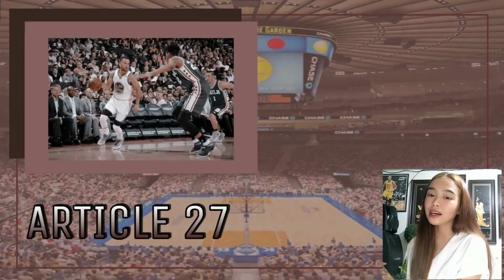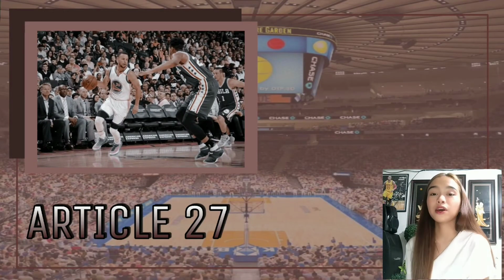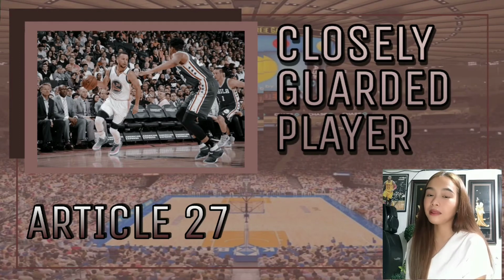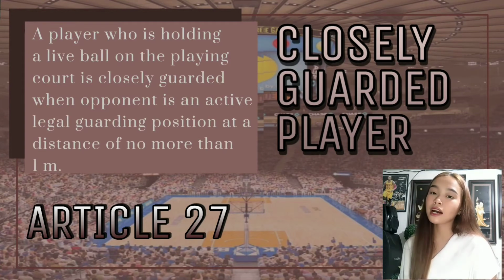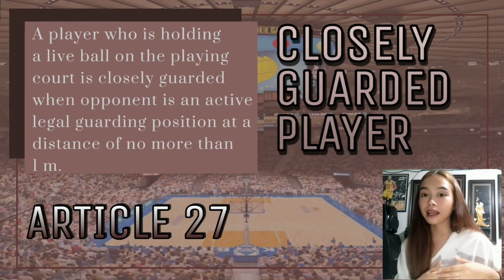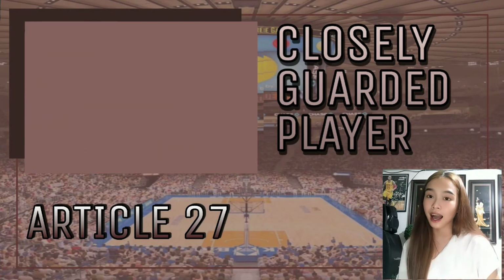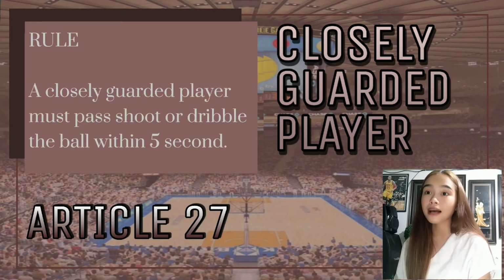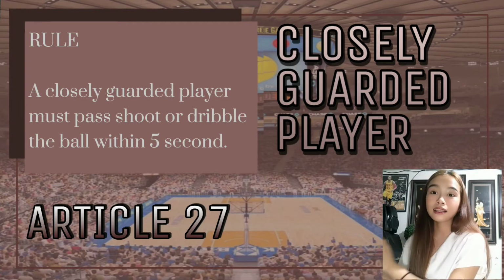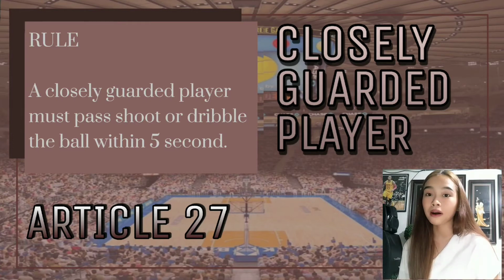So the next article is Article 27, which is the closely guarded player. A player is considered to be closely guarded if they are the one holding the ball or they have control of the ball. And then the player guarding them must be within 6 feet of them. So the rule there is, if the player does not pass the ball to a teammate or shoot it before 5 seconds, a violation will be called.